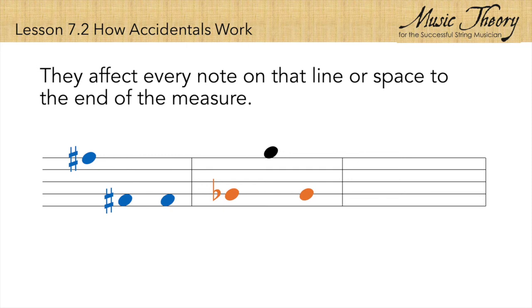When we add a flat to the first note of the second measure, all of the notes on that same line become flat, but not any other notes, even if they have the same note name. In order to make the top note flat, we would have to add another flat. In order to make the last note natural, we'd have to add another natural sign.